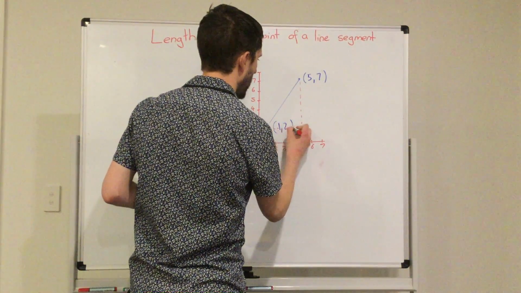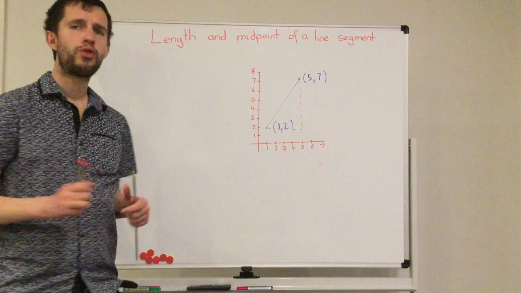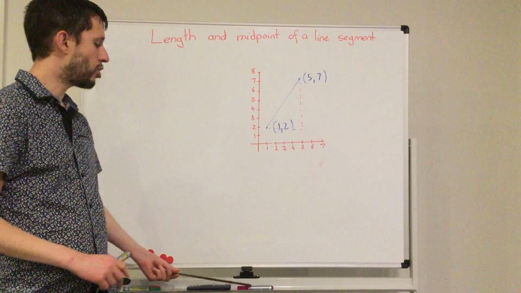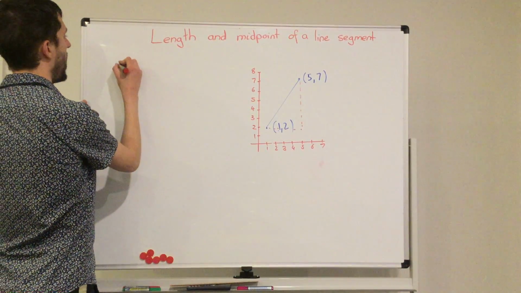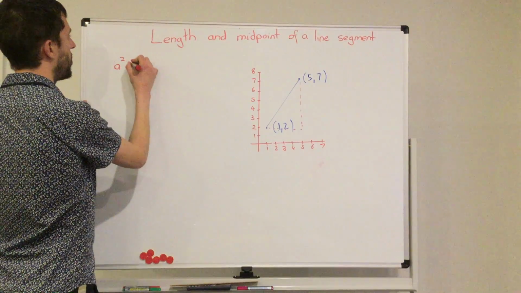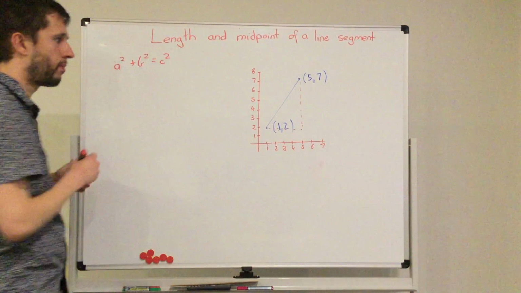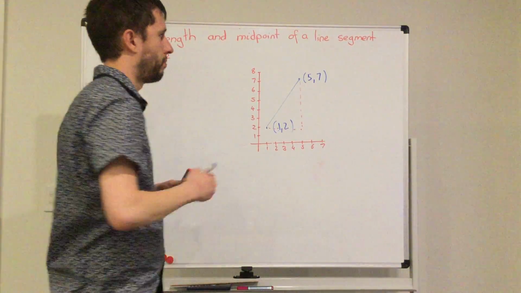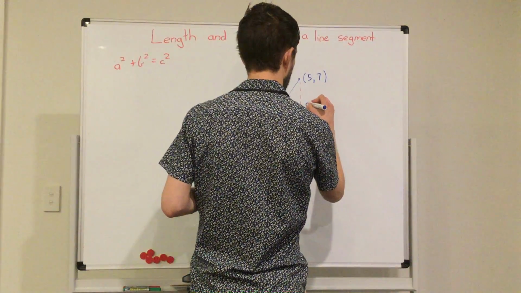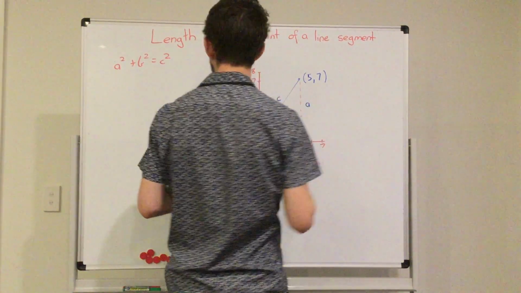What shape do you think I'm making? I am making a triangle. So what is the equation for a triangle? We know we've got a squared plus b squared equals c squared. So let's label our triangle: A, B, and C.